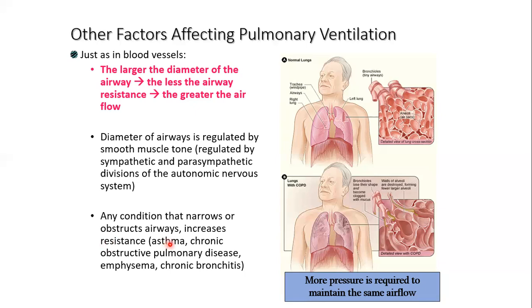Diseases like this include asthma. This is number one that causes bronchoconstriction, narrowing of the airways. COPD, chronic obstructive pulmonary disease like emphysema, and chronic bronchitis, chronic inflammation of the bronchi. This will decrease airflow through the lungs. And we're done with part 2.